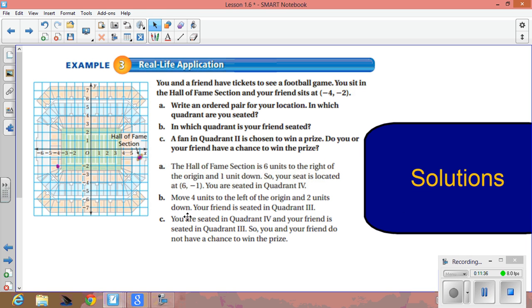So here's the solution. You are seated in quadrant 4 over here. Your friend is seated in quadrant 3 right here. So you and your friend don't have a chance because the winner is going to be picked from one of these seats over here where you see the mouse moving. So the answer is no, because you and your friend are not in quadrant 2.